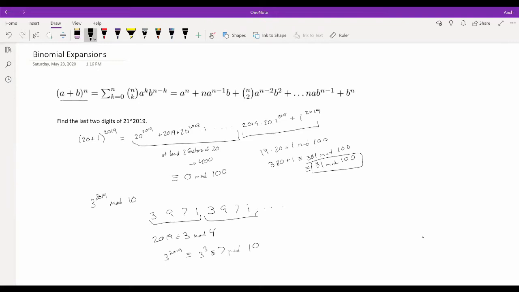So this is just another way to approach these problems. You can find a pattern in the last digit. Oftentimes this only works if you're looking at the very last digit, because if you're looking at the last 2 digits, it becomes a much longer cycle.